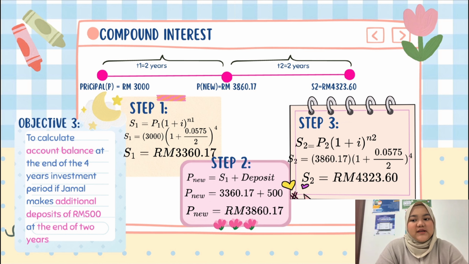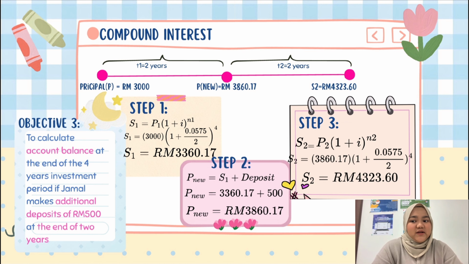Step 2 is the additional deposit. Next, at the end of the 2 years, Jamal injects an additional RM500 of deposit into the account. Therefore, we add RM500 to our previous balance, which gives us a new principal. The principal, which is P2, is RM3,860.70. Step 3, finally, this new amount continues to compound for the remaining 2 years at the same interest rate. After applying the formula once again, we get a final total account balance, which is S2, of RM4,323.60 at the end of the 4-year investment period.